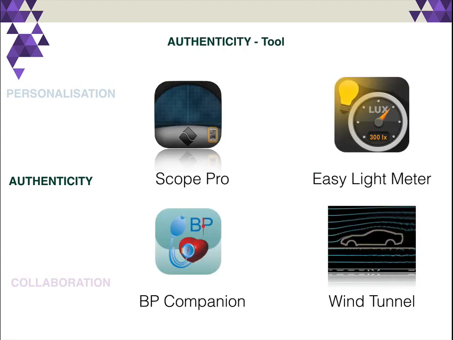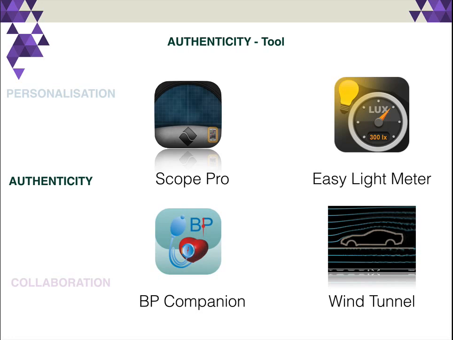These are some examples. Scope Pro, for example, records audio, very similar to the kind of devices that professionals would use. Easy Light Meter records light levels, again similar to the kinds of devices and tools a professional would use if they wanted to record light levels in a building. BP Companion records heartbeats, and Wind Tunnel Pro can be used to simulate what it's like, for example, in this instance, a car in terms of aerodynamics.